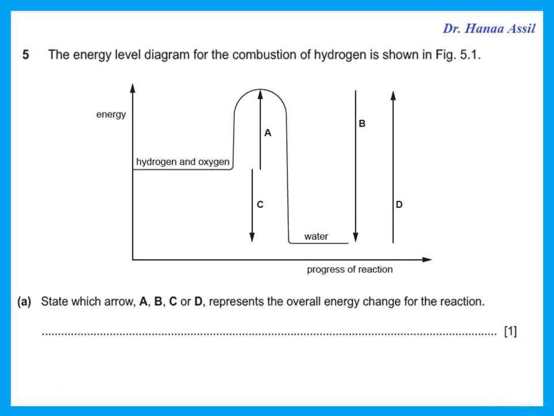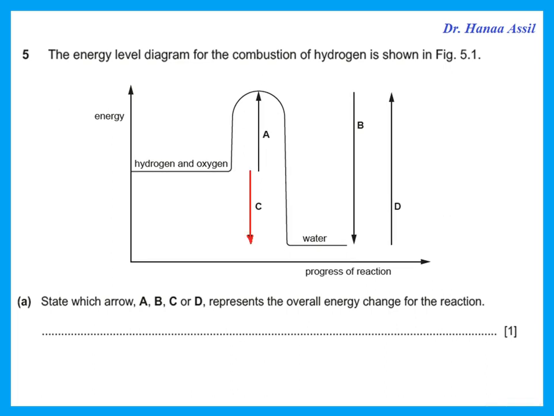The energy level diagram for the combustion of hydrogen is shown. State which arrow represents the overall energy change for the reaction. So which arrow here is delta H? Remember, delta H is the enthalpy change or the energy change of the reaction. So which arrow represents delta H? Remember, it's the arrow going from reactants to products. So in this case, it is arrow C.